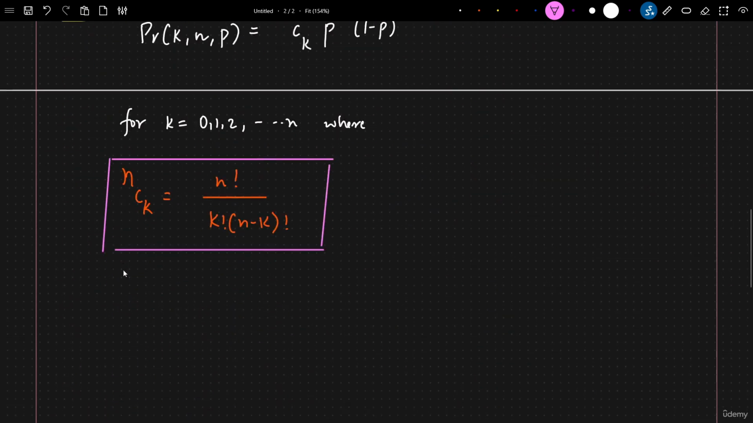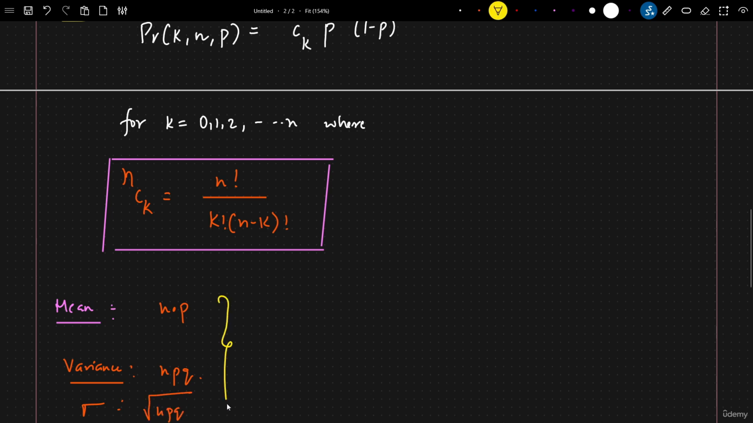Similarly, if I compute the mean of the binomial distribution, the mean is given by n multiplied by p. The variance is given by n multiplied by p multiplied by q. And the standard deviation is the square root of npq. Guys, I am not going to derive this because I feel it is not that important as a data scientist. You just need to know about the distribution and the assumptions.